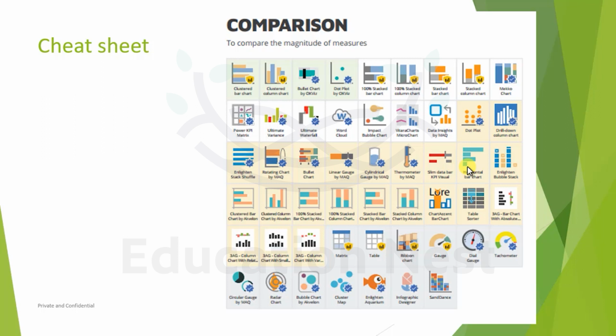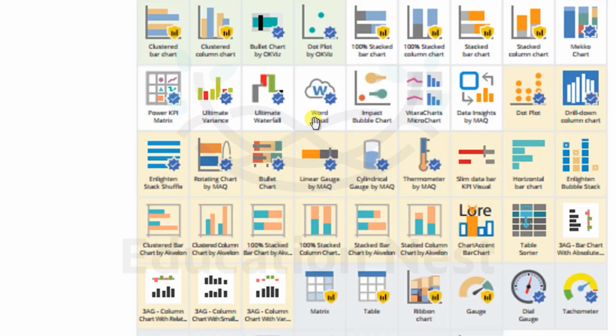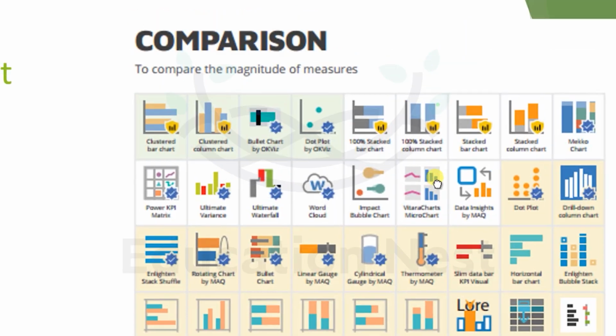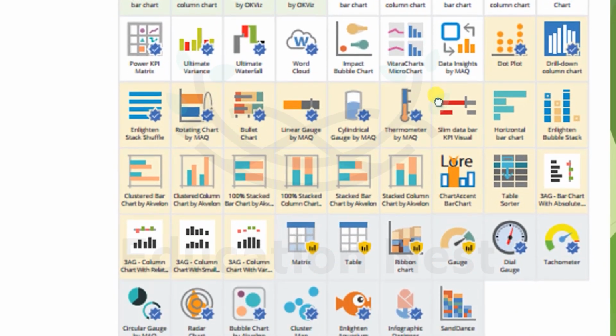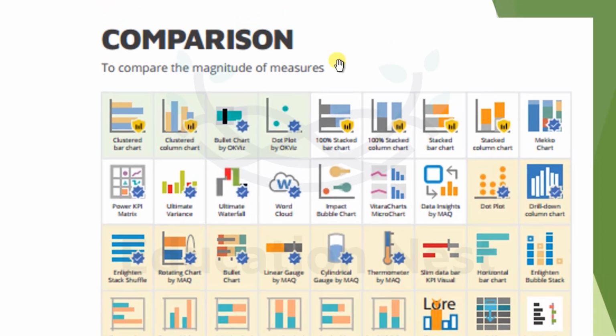Let me zoom in a bit and let's see. In this chart, these are the different visualizations available for comparison of the magnitude of measures. Whatever you see in yellow is made available by default in the Power BI desktop application. Whatever ticks you see are the certified app source visuals, which would be available in the Microsoft certified app source.